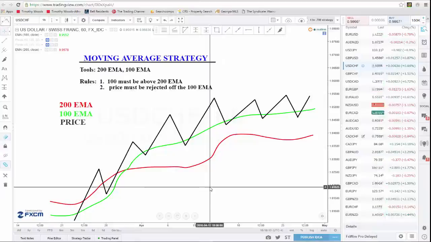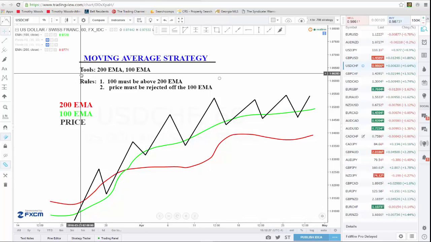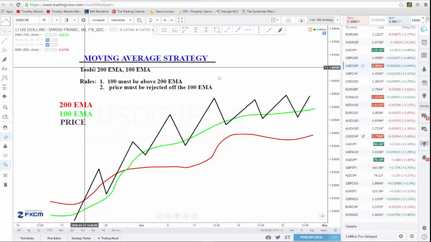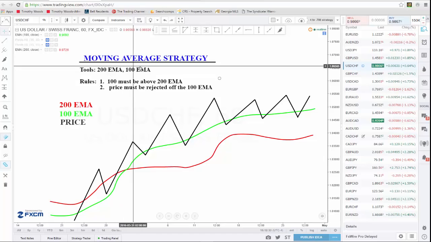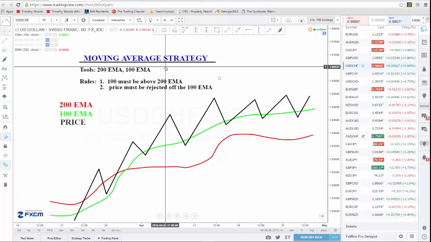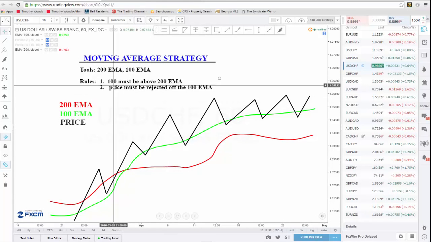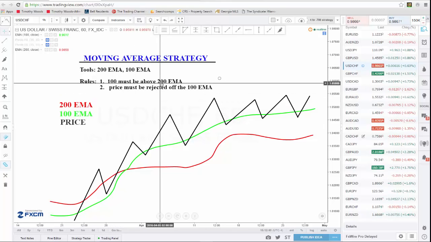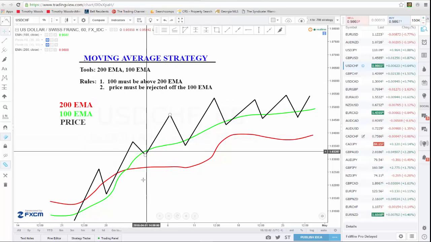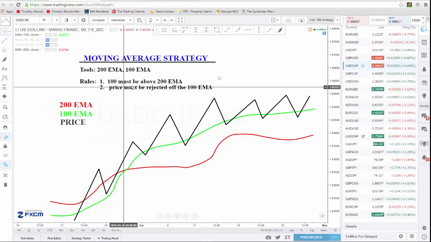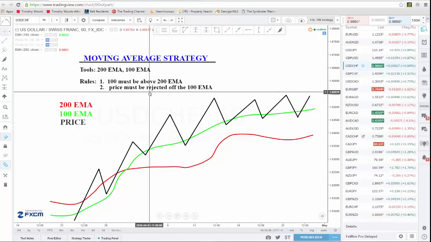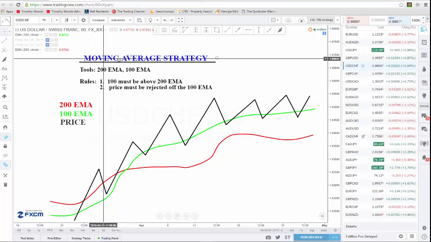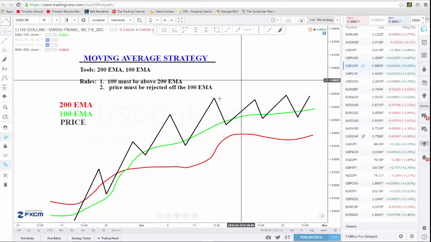Alright guys, so here we are back on the charts looking at our moving average strategy. The tools that you'll need in order to execute this strategy is just a 200 EMA and a 100 EMA. It's the only things you need on the chart. The rules: the 100 EMA must be above the 200 EMA for our first rule, and price action must be rejected off of the 100 EMA. That's the second rule. This is a very, very simple yet effective strategy, guys.